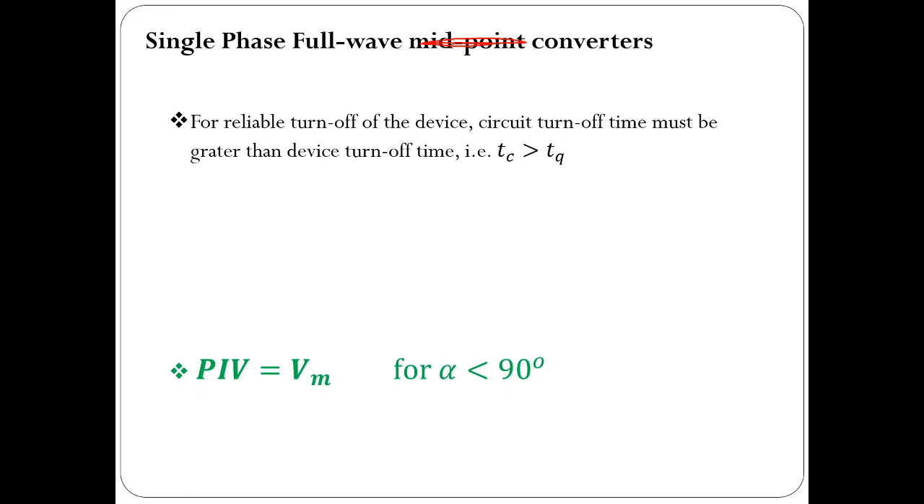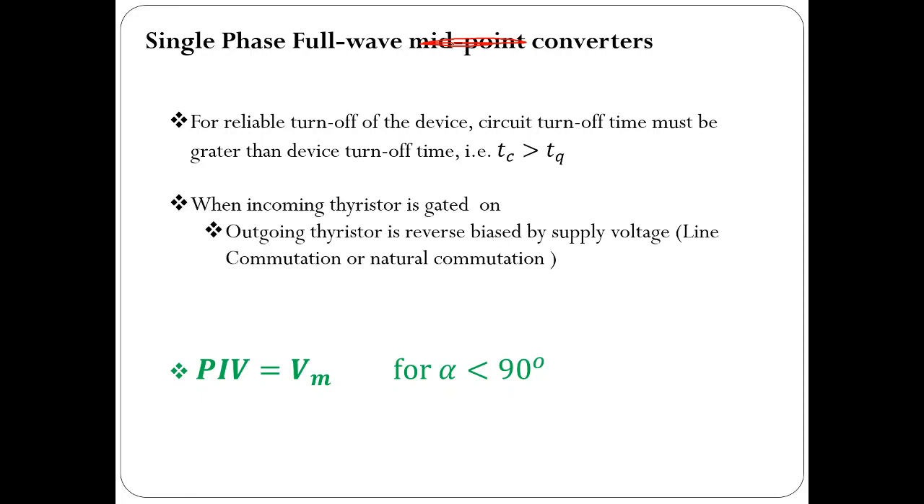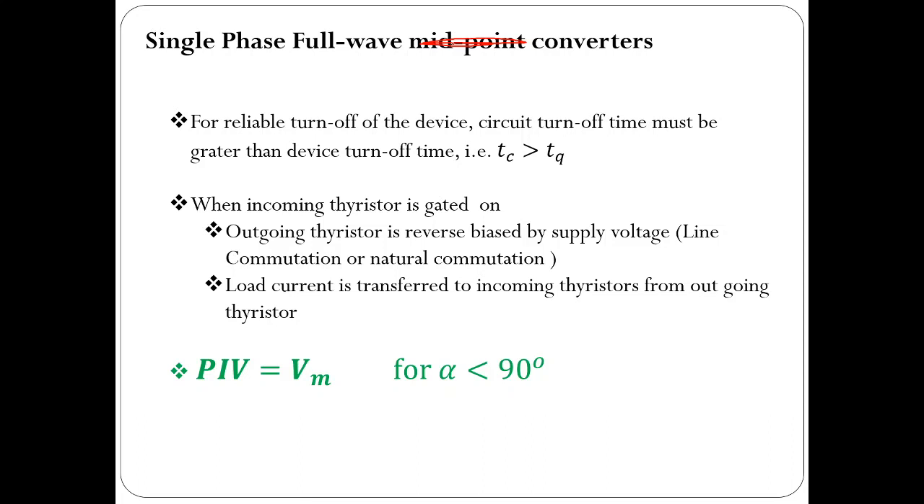The first one, for reliable turn-off, one must maintain circuit turn-off time greater than the device turn-off time. That is true for any converter in fact. And when incoming thyristor is gated on, the outgoing thyristors are reverse biased by the supply voltage. So the commutation is known as line commutation or natural commutation. There is no separate circuit to be designed in order to apply reverse voltage. It happens naturally, which is known as line commutation. So the converters are known as line commutated or natural commutated converters. And load current would be transferred to incoming thyristors from the outgoing thyristors.